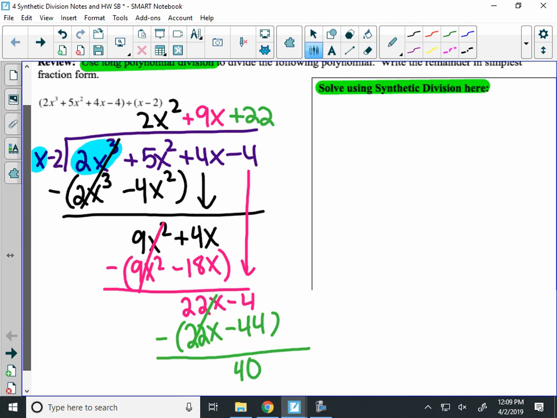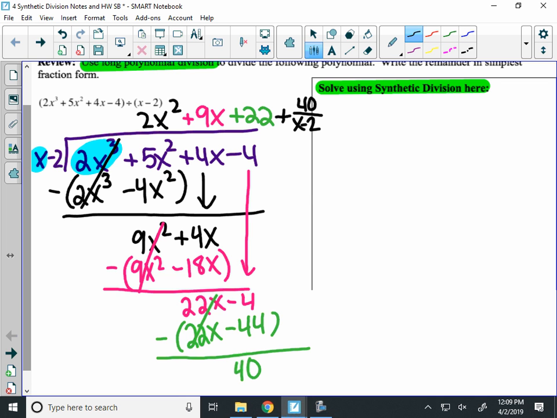So that's our remainder. So how would you write your final answer? I'll just write it up here. Plus 22, plus 40 over x minus 2. So when you write your remainder, you write the number over the x minus. Now we'll come back and we'll fill in that synthetic division box in just a second.